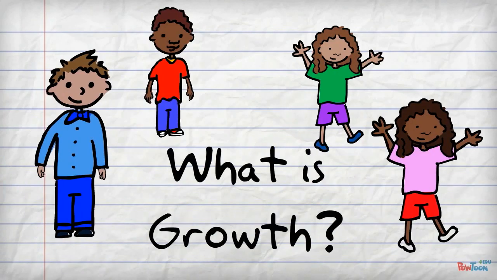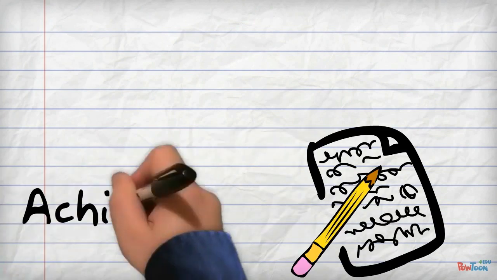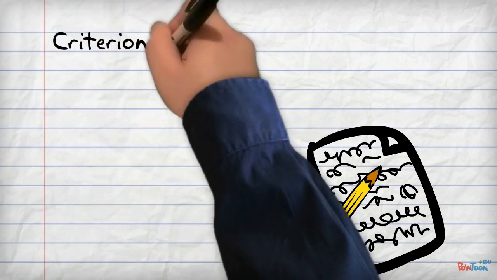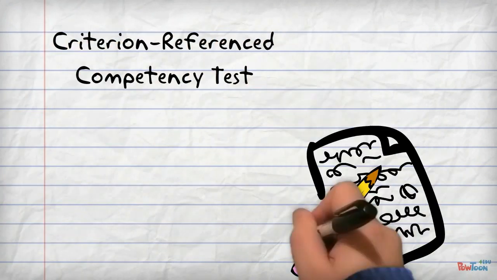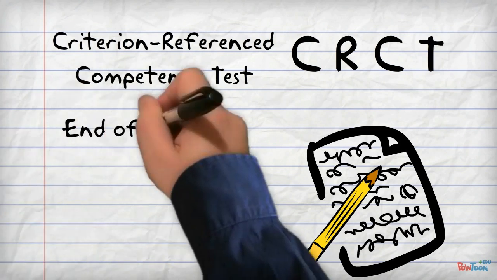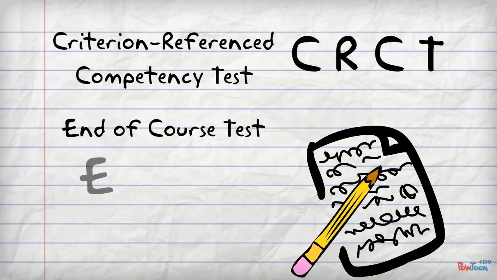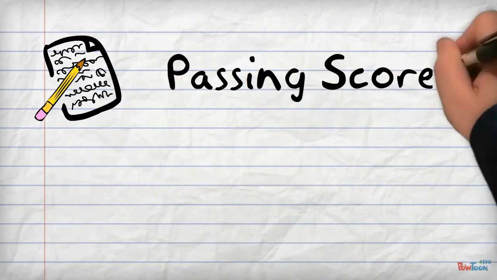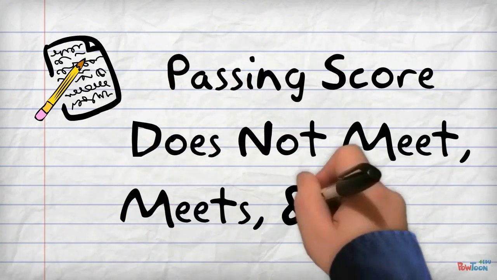What is growth? Traditionally, schools have used achievement data to judge how well schools are serving their students. Achievement data refers to the scores students attain from standardized tests, like the Criterion Referenced Competency Tests, or CRCT, and the End of Course Tests, or EOCT. These scores only told us who had a passing score and at what achievement level they reached.